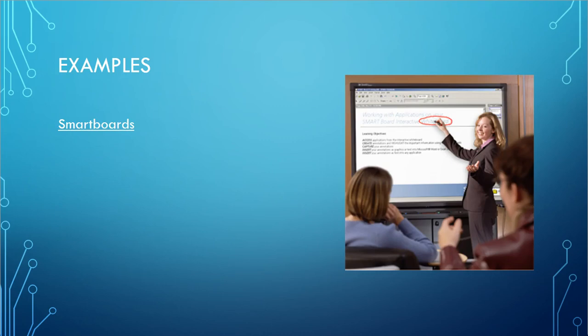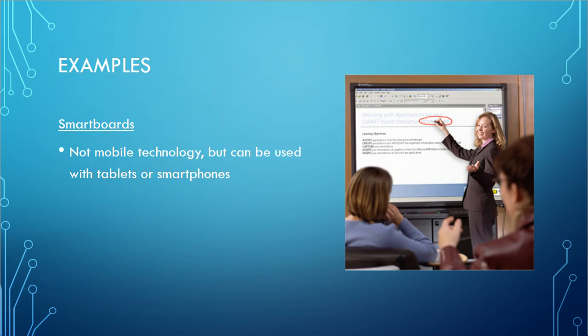Another piece of technology being used in the classroom is a smartboard. And although this isn't mobile technology, it can be used with a tablet or a smartphone. One cool little website is called Kahoot. And what a Kahoot is basically is that it's a quiz that appears on the smartboard in the front of the class. And the students will use their cell phones, or they can use a tablet to answer the questions that are given in the quiz.